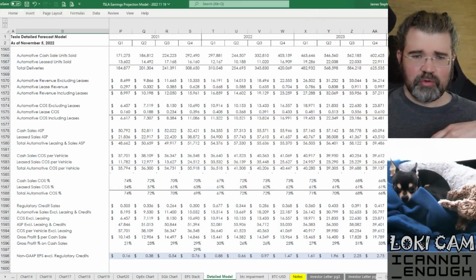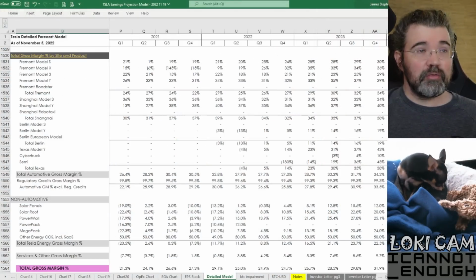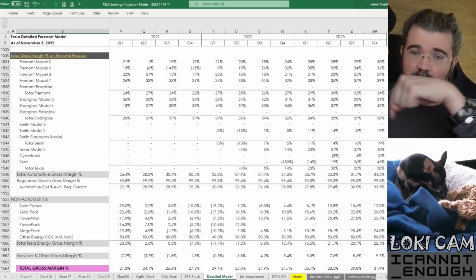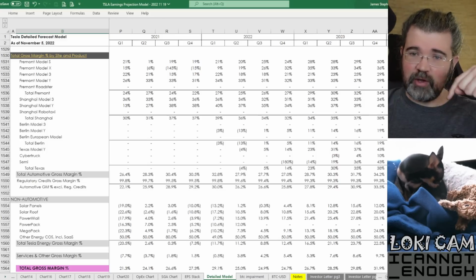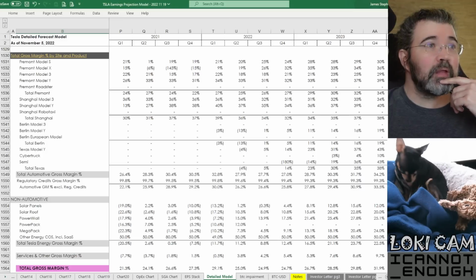And I will return to share my desktop and show you on the previous slide we looked at the gross margin percentage. You can keep an eye on Loki right down here while I'm talking about Tesla stuff if you'd rather see his cute antics.